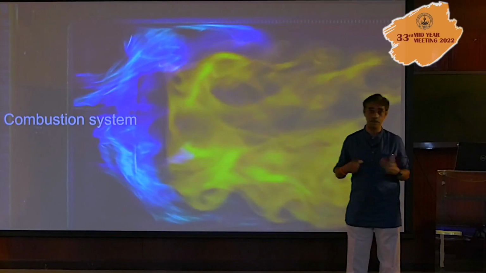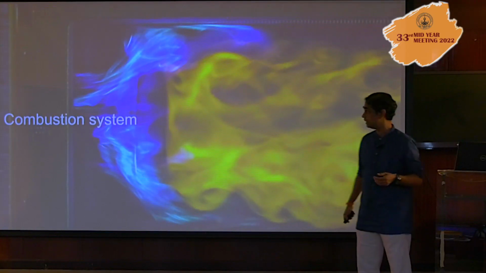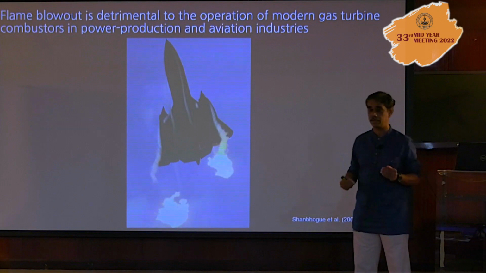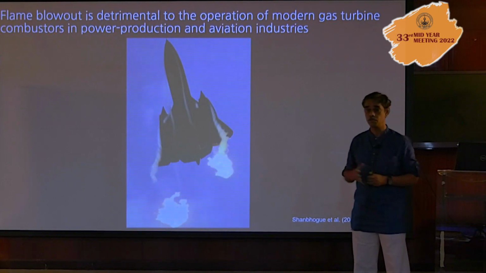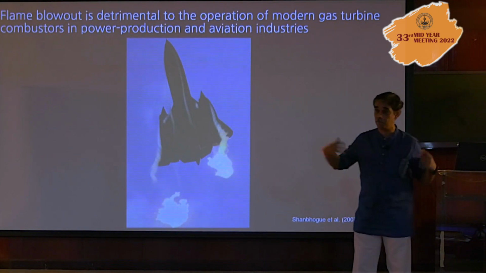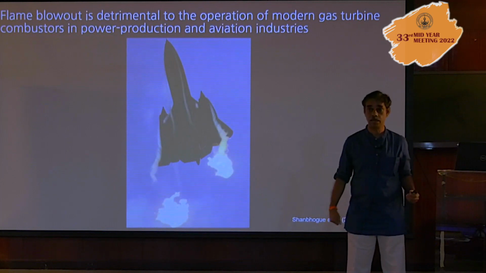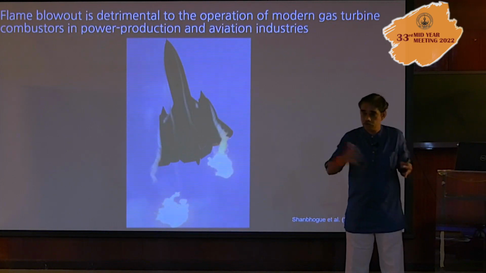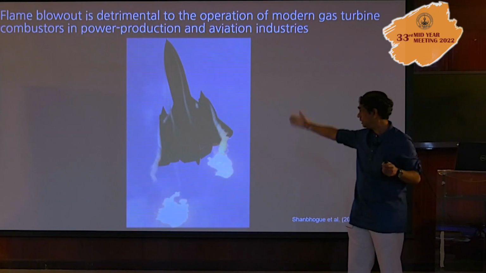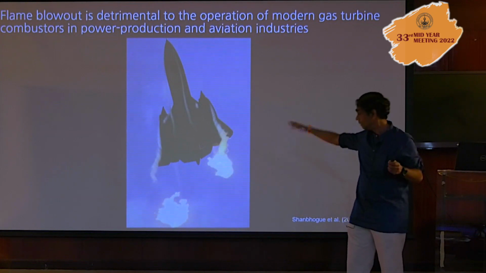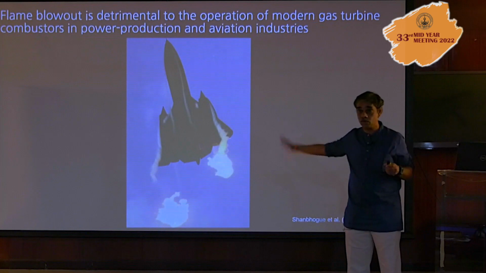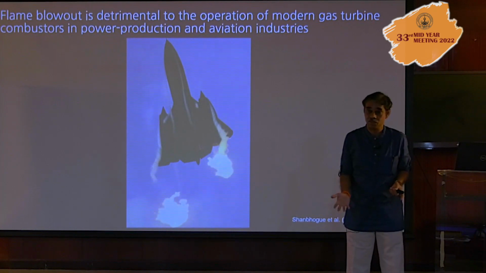So I am looking at the engine, a combustion system, and I want to look at a specific problem called flame blowout. The flame should be inside the engine, and then you get power and thrust in the engine and so on, but the flame can progress too fast and actually come out of the engine. This is the famous SR-71 Blackbird. The flame has come out, and the flame will stand outside the engine. That means inside the engine there is no flame, there is no thrust.